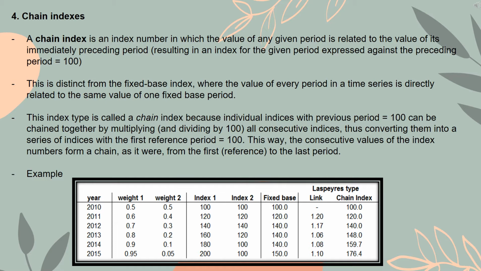This index type is called a chain index because individual indices with previous period 100 can be chained together by multiplying all consecutive indices, thus converting them into a series of indices with the first reference period. This way, the consecutive values of the index number form a chain, as it were, from the first reference to the last period. So for a clearer explanation, I have put one example of a chain index type.